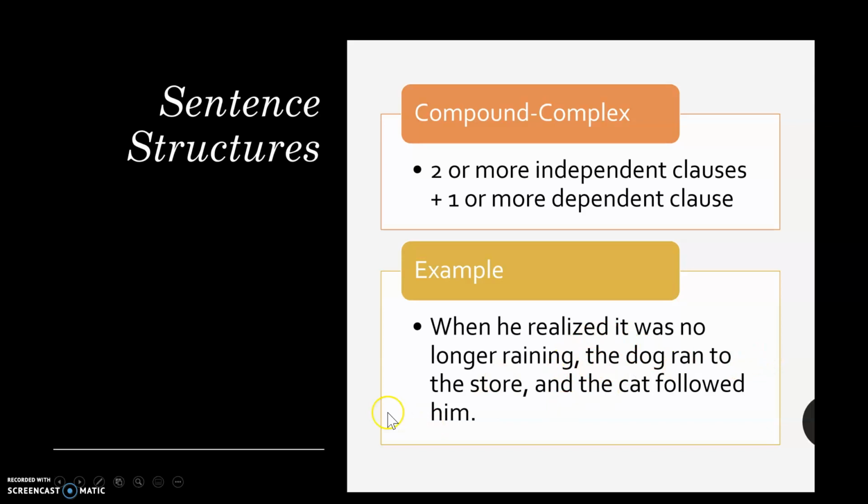It contains two independent clauses, each of which could be sentences on their own. And as we talked about earlier, "when he realized it was no longer raining" is a dependent clause that's introducing these other ideas that cannot stand on its own. So we can put them together into one longer sentence that follows the rules of both independent and dependent clauses to make this compound complex sentence.